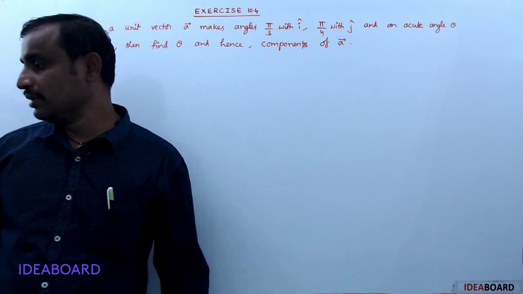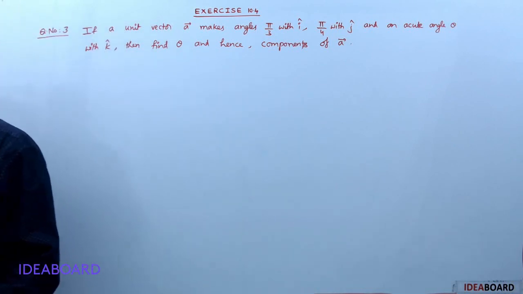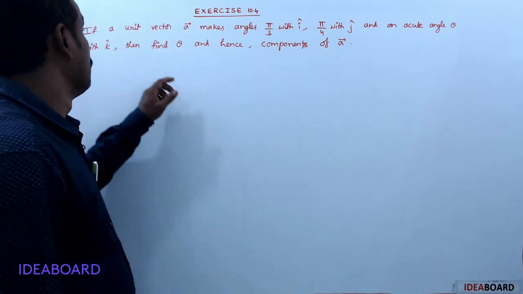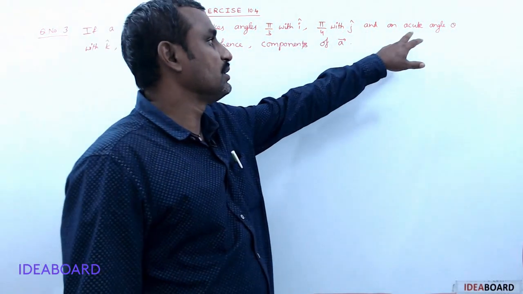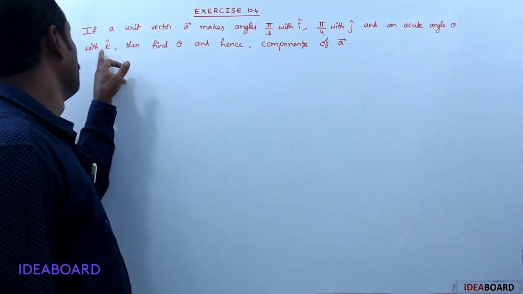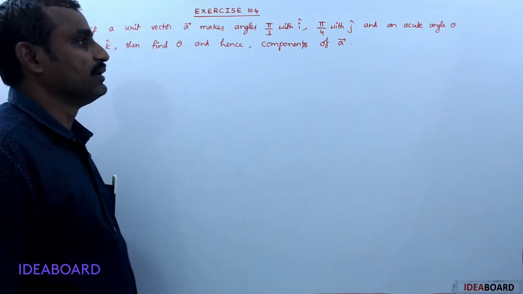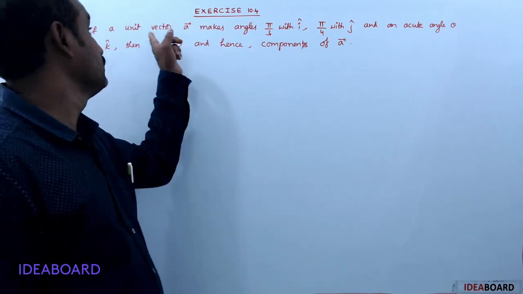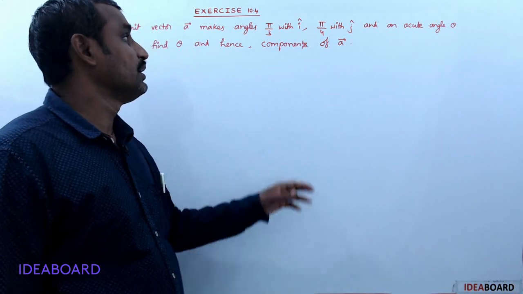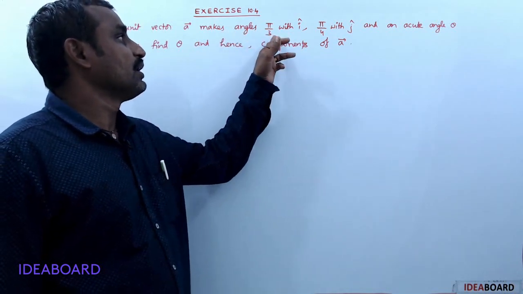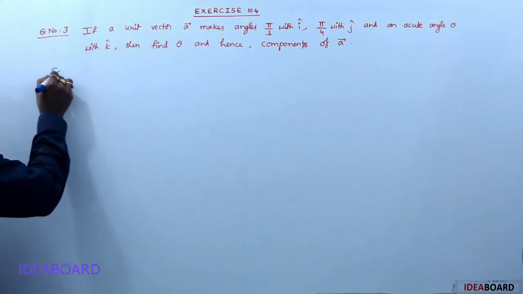Now here you can see in the question what they have given: angles pi by 3 and pi by 4, and the third angle, which is with k cap, that is theta. Now how to calculate? First you can consider a bar vector, after that you can find the remaining. So now the solution for this.